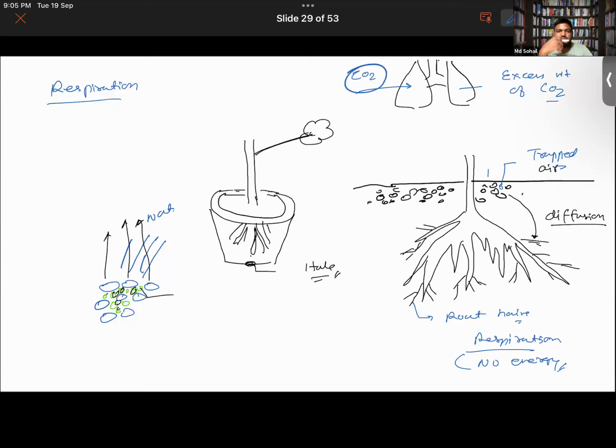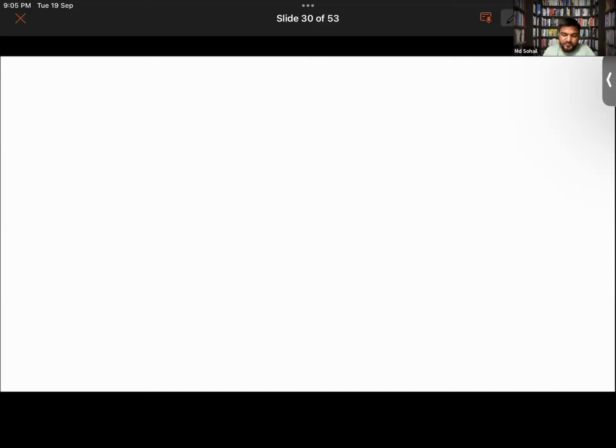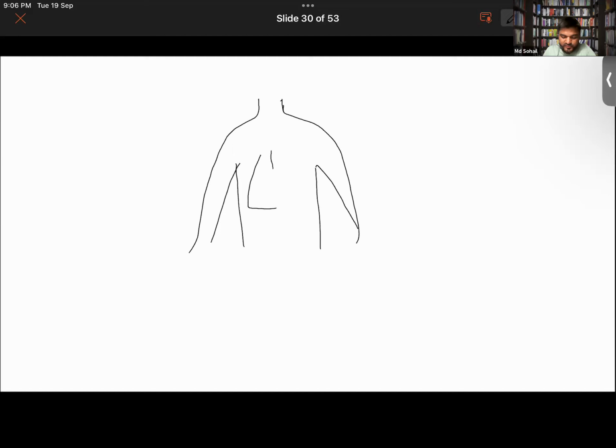Sir, can you explain the diffusion part in the humans once again? The human, yes, in the alveoli you are talking about, right? Yes, sir. Okay, good. Look here. Say this is your lungs. This is the lungs of human.